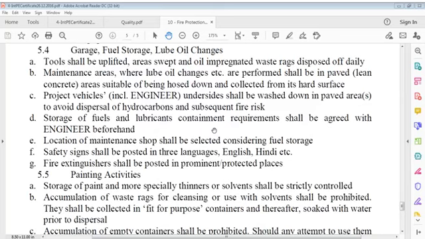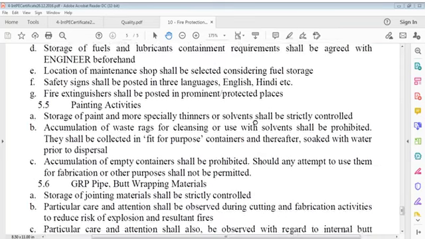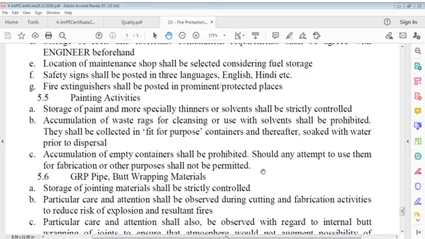Project vehicles, even the engineer's vehicle, underside shall be washed down in paved areas to avoid dispersal of hydrocarbons and subsequent fire risk. Storage of fuels and lubricants, containment requirements shall be agreed with the engineer beforehand. Location of maintenance shop shall be selected considering fuel storage.